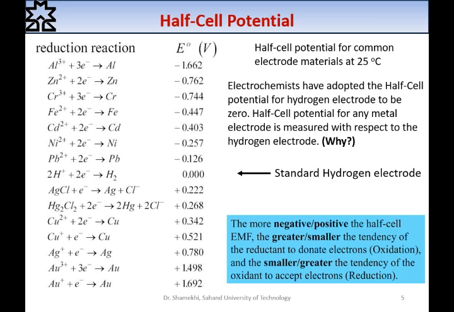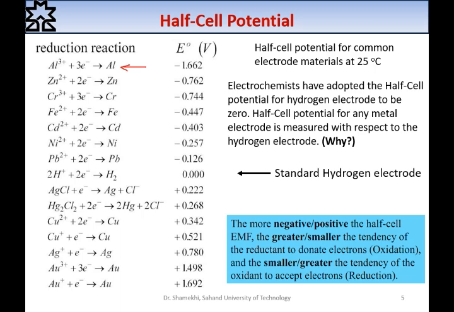As you can see in this slide, each metal has its own half cell potential value, and all of these values are measured based on a standard method, measuring the potential between the half cell of these metals and another half cell consisting of a hydrogen electrode.